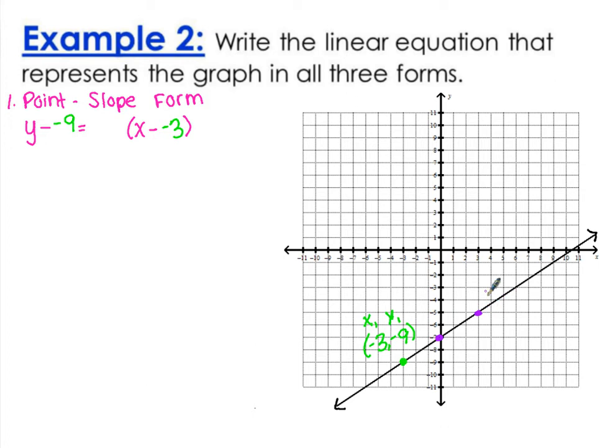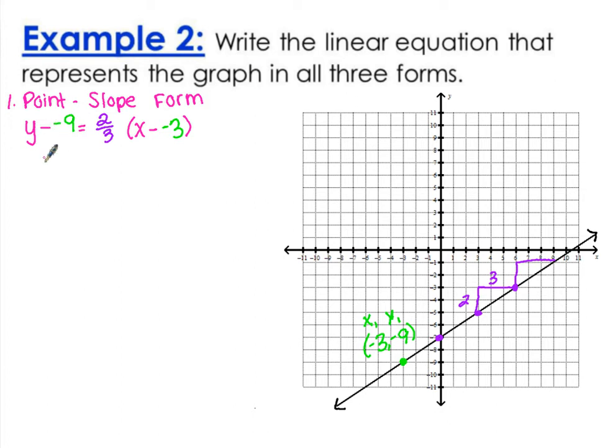here, here, and if I count, notice that it's rising. So this time my slope is positive, and from there I'm going to go up 2, right 3. So my slope, my rise over run, because I go up 2, right 3 every time, would be 2 over 3, or 2/3. So again, we're going to clean this up a little bit.